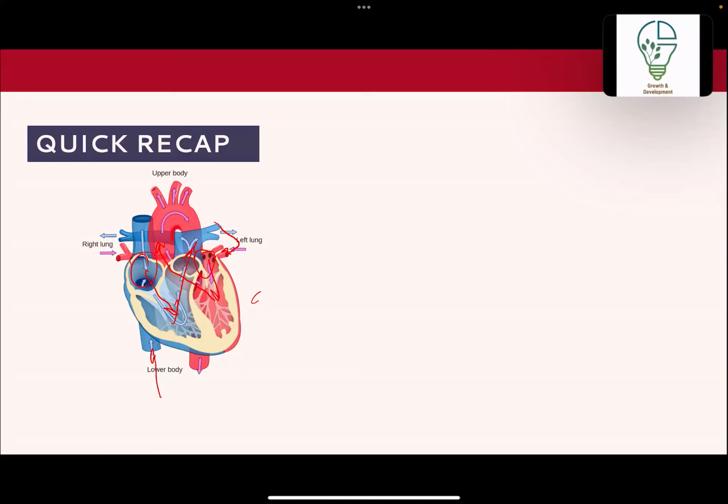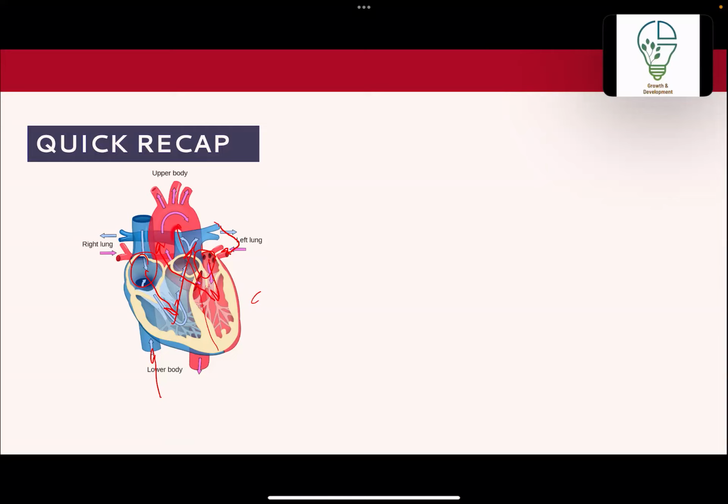So we can divide the heart into two parts. There's the right side of the heart and the left side of the heart. Right side of the heart consists of the right atrium and the right ventricle. And then the left side consists of the left atrium and the left ventricle. One thing that you guys should be aware of is that it doesn't really happen in that way. It doesn't happen in this compartmentalized way.